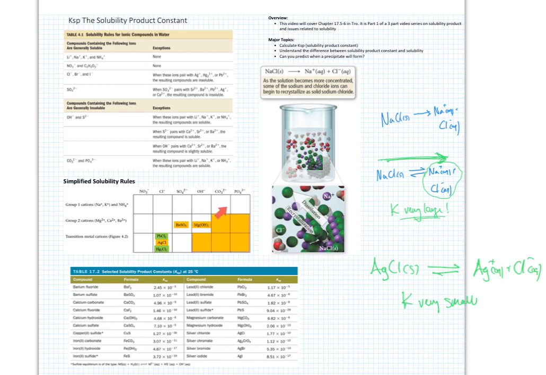So really, this figure that we looked at back in chapter 4, which is a simplified version of this table, all this is telling us is whether the K is large or not. If it's a white color square, it's a very large, favorable process. If it's a golden color, it tells us the K is very small and not favorable. And if it's green, it's somewhere in between.